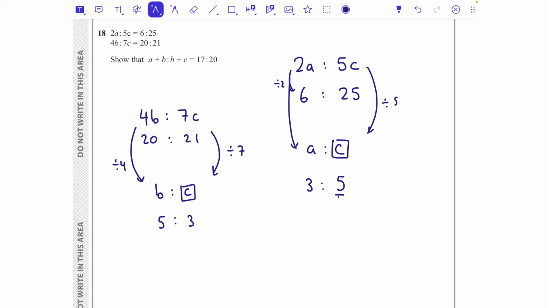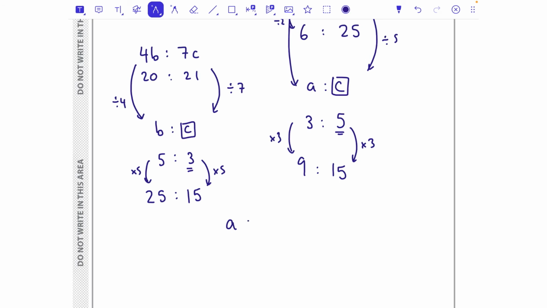It would be helpful if those numbers were the same. So what I'm going to do is make both of those 15, because 15 is the first number in the 3 times table and the 5 times table. So if I make this one 15, I've times by 5, so I also need to times the other one by 5, which is 25. With this one, I would need to times by 3, so I also need to times this one by 3, so that's 9 to 15. So I now know the ratio A to B to C can be written as 9, that's A, to 15, oh no, 15 is C, to 25, that's B.